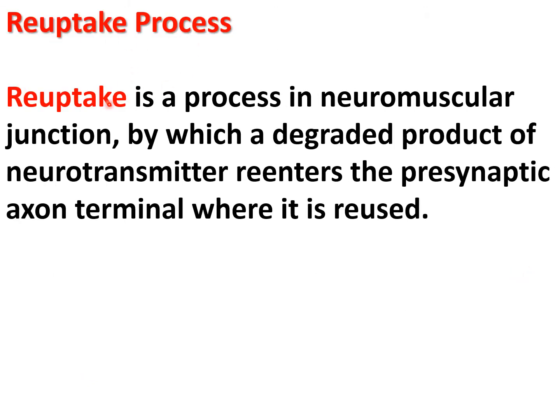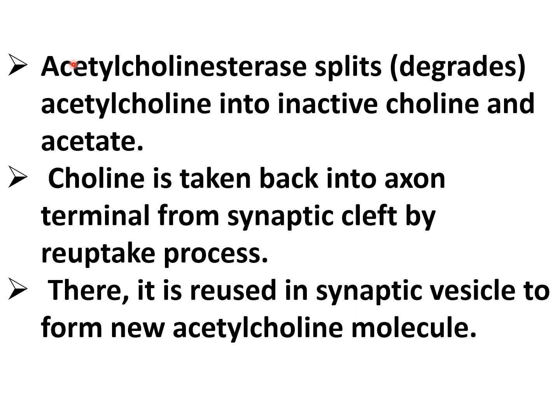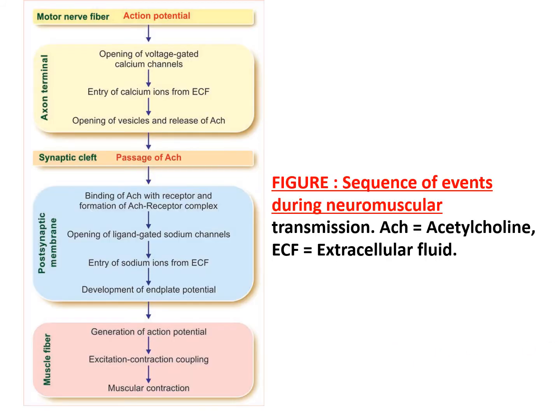Then the reuptake process. Reuptake is a process in the neuromuscular junction by which a degraded product of the neurotransmitter acetylcholine re-enters the presynaptic axon terminal where it is reused. Acetylcholinesterase splits or degrades acetylcholine into inactive choline and acetate. Choline is taken back into the axon terminal from the synaptic cleft by the reuptake process. There it is reused in the synaptic vesicles to form new acetylcholine molecules. So these are the sequence of events during neuromuscular junction transmission.